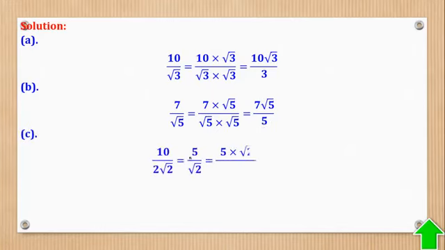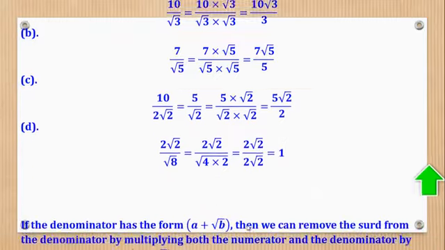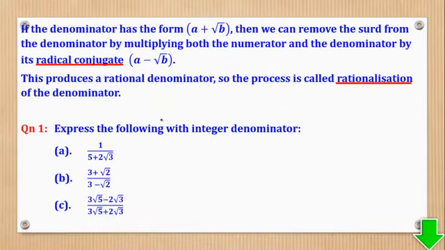Then for this one, still multiply up and down by root 2. First of all, this simplifies with this to give you 5. Then multiply up and down by root 2 to come up with this, which is an integer denominator. Then also this, first of all simplify, because 8 can be reduced to its simplest surd, which is 2 root 2. And we have 2 root 2 over root 2. This cancels, remain with only 1. That is if it is a simple surd in the denominator.